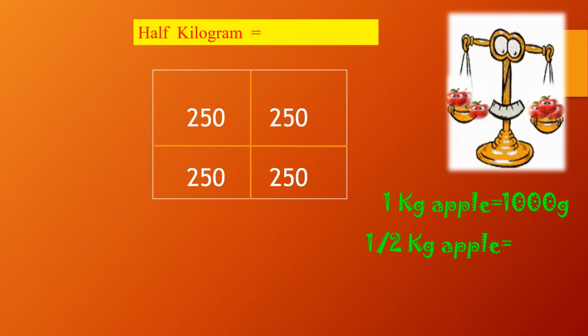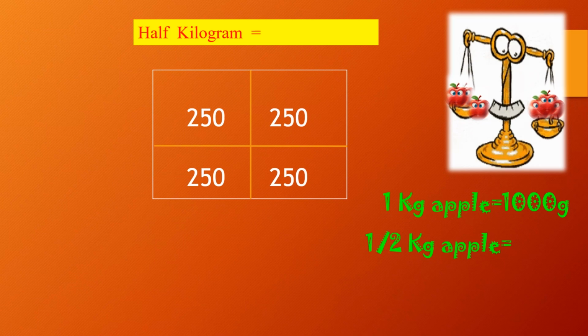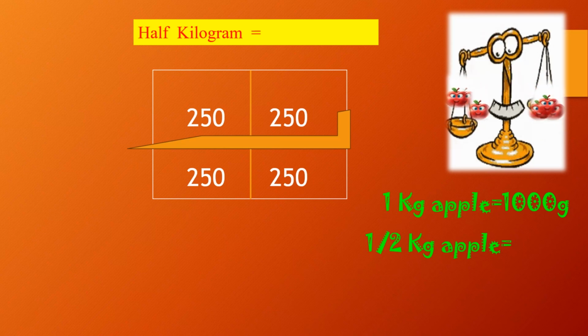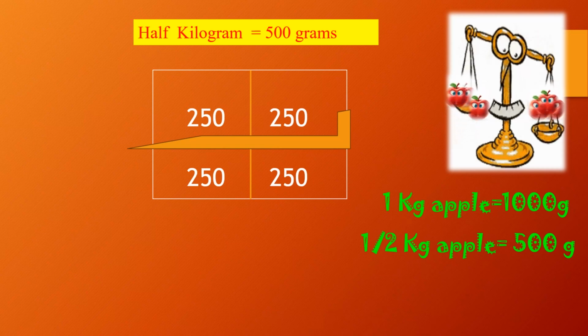So let's see now what is half kilo apple. 1 kilo apple, 1000 gram. So half kilo means 2 quarters. 250 plus 250. How much is that, Tina? Can you tell me 250 plus 250? 500 gram. So we brought 1 kg apple, 1000 gram. If you buy half kg apple, it will become 500 grams.